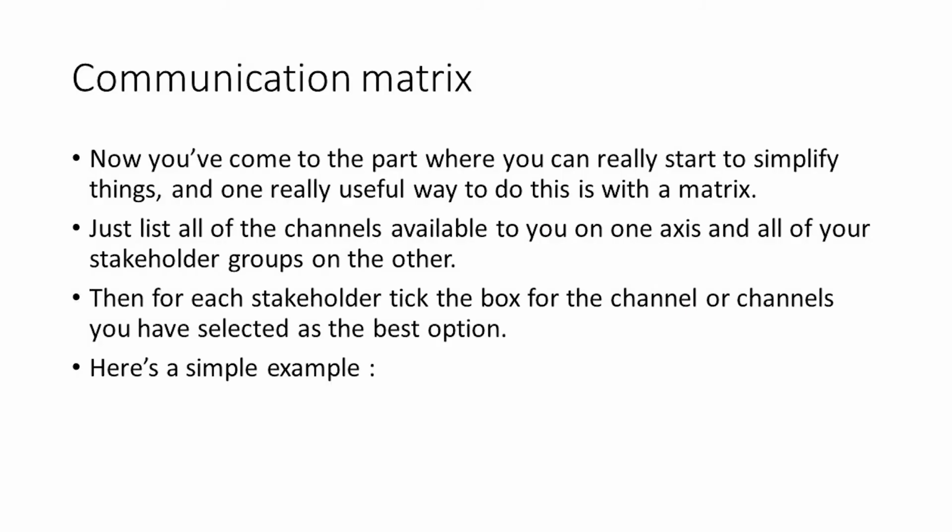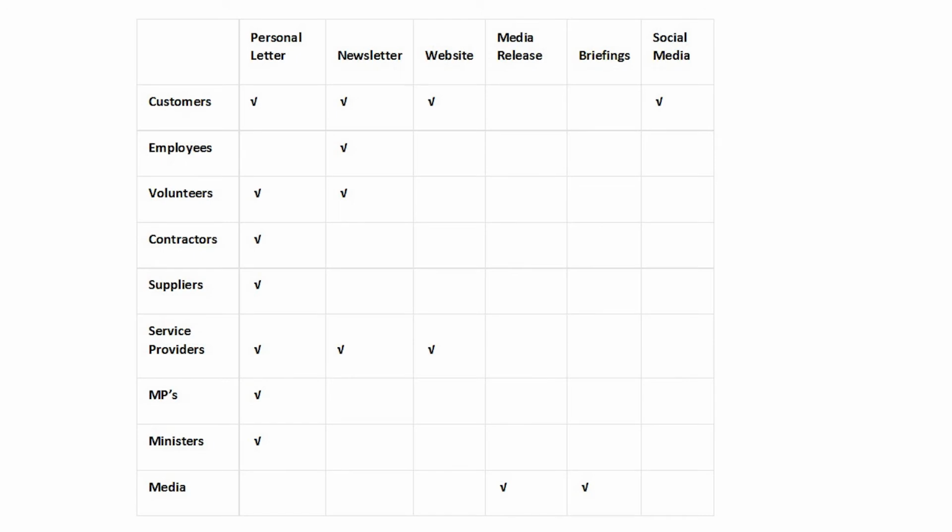Next is the communication matrix. Now you've come to the part where you can really start to simplify things, and one really useful way to do this is with a matrix. Just list all of the channels available to you on one axis and all of the stakeholder groups on the other. Then for each stakeholder, tick the box for the channel or the channels you've selected as the best option. Here's a simple example on the screen now. So that's it, you're pretty much done.